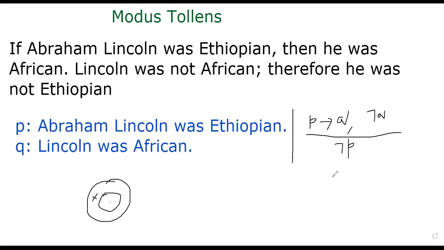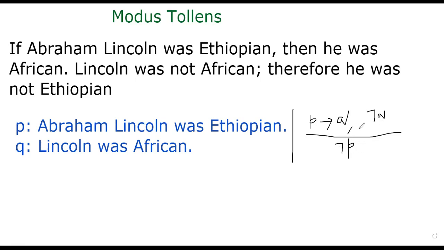All right, so let's formalize this example. We have two propositions here. The first proposition is Abraham Lincoln was Ethiopian. So P stands for that. And the second proposition is related to whether he is African or not. So Lincoln was African. That's another proposition. So we can now write this English sentence as if P then Q. From the first, if Abraham Lincoln was Ethiopian, then he was African. So that's P implies Q. And then we are also saying Lincoln was not African. That's not Q. And we are concluding that he is therefore not Ethiopian.